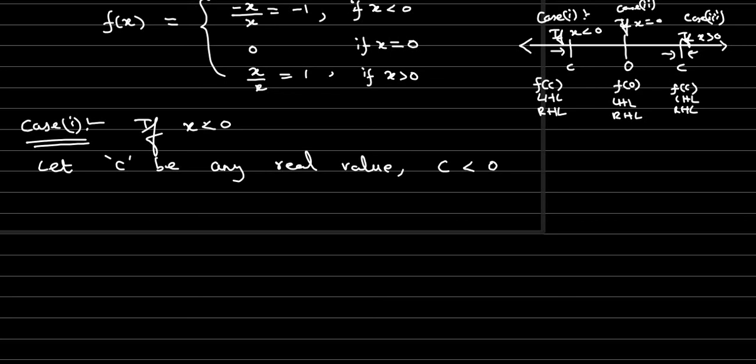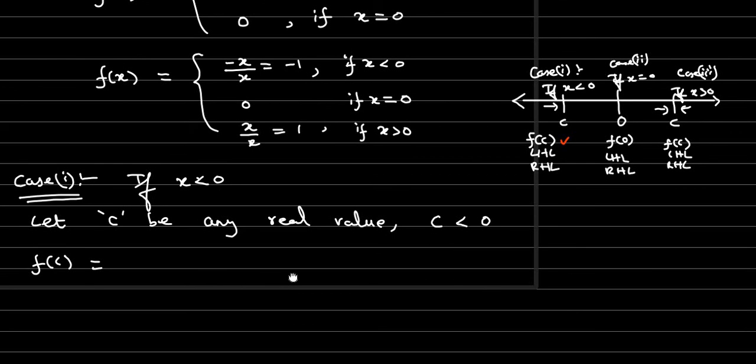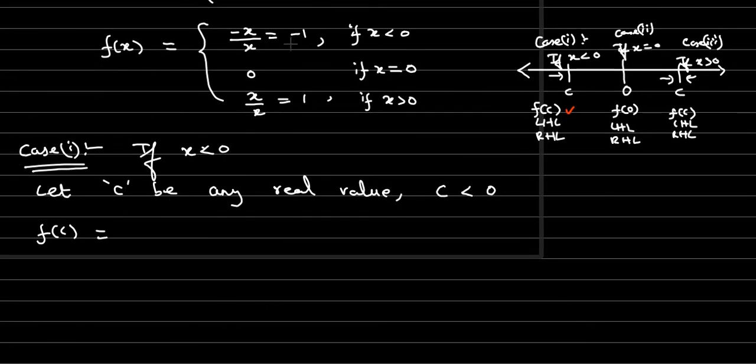Now, first we will find out f of c. What is c here? Less than 0. If it is less than 0, what is the function we need to take? Minus 1. So f of x equals minus 1, and even f of c is minus 1. For a constant function, whatever input we give, the same constant will be the result. So f of c equals minus 1.